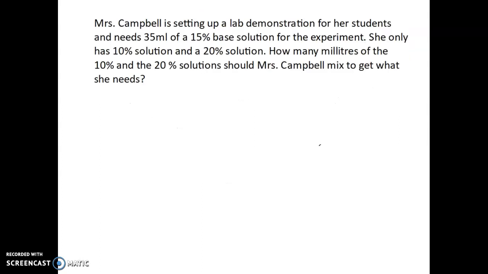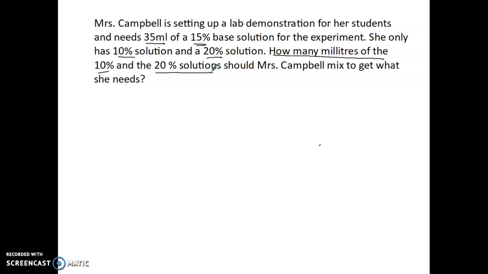So let me help you set up a very common problem that you're going to see with percent solutions. Campbell is setting up a lab demonstration for her students. She needs 35 milliliters of a 15% solution. She only has a 10% and a 20% solution. How many milliliters of the 10% and 20% solution should Miss Campbell mix to get what she needs?